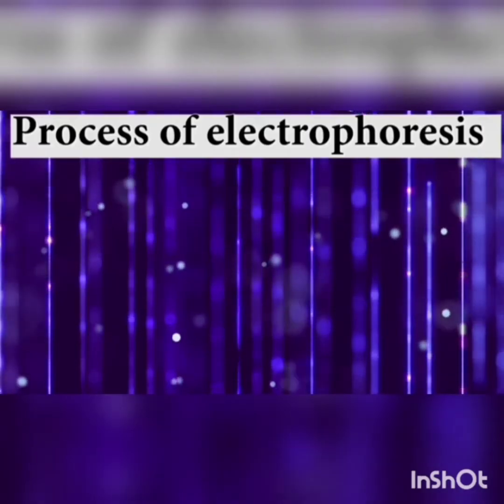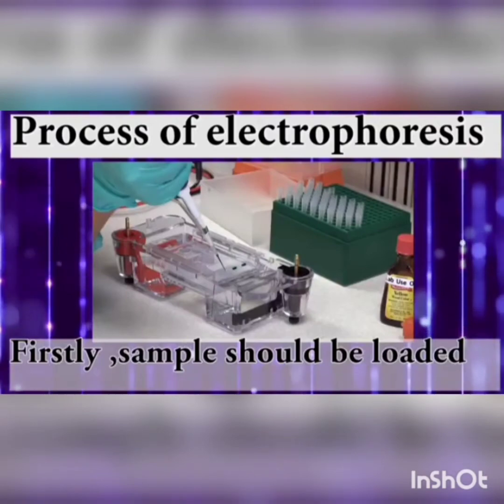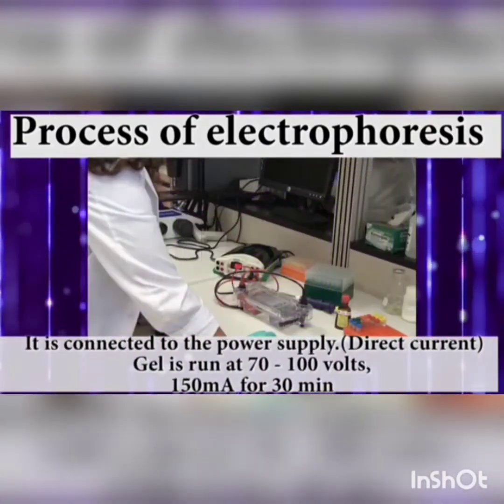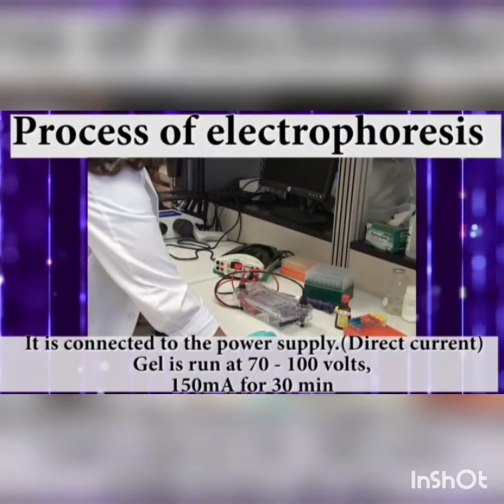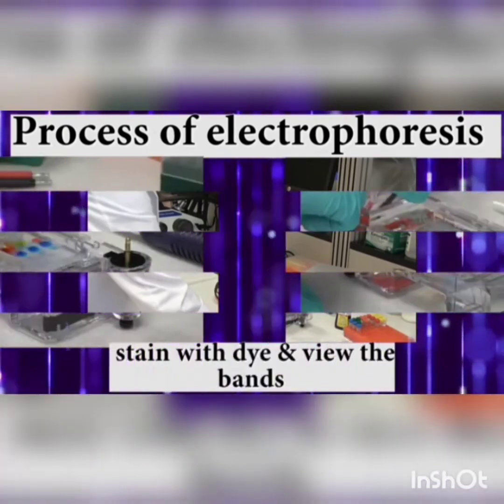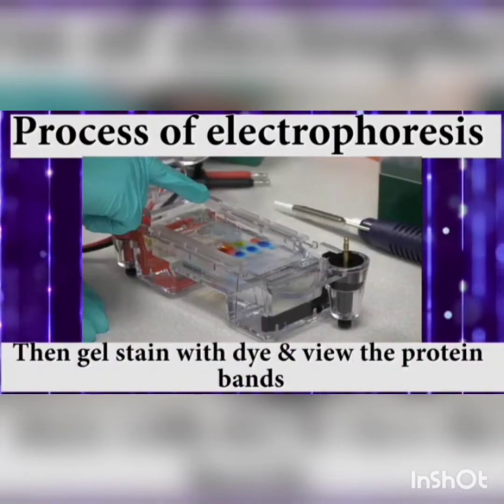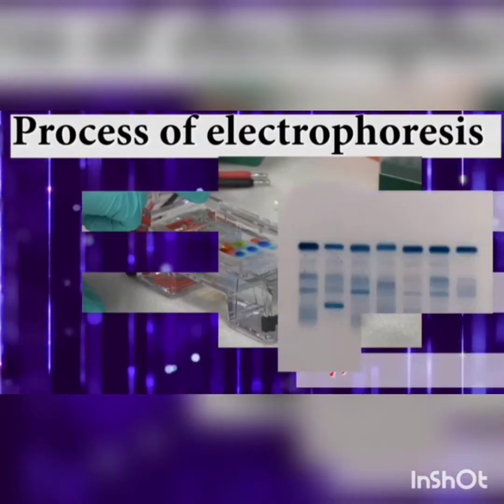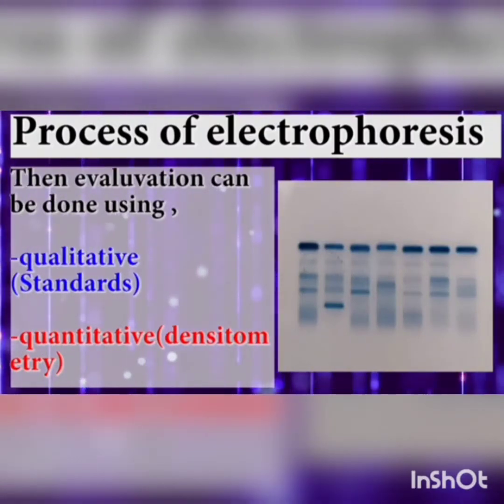Process of electrophoresis. Firstly, the sample should be loaded and connected to the power supply. The gel is run at 70 to 100 volts, 150 milliampere for 30 minutes. Then the gel is stained with dye to view the protein bands. The evaluation can be done qualitatively or quantitatively.